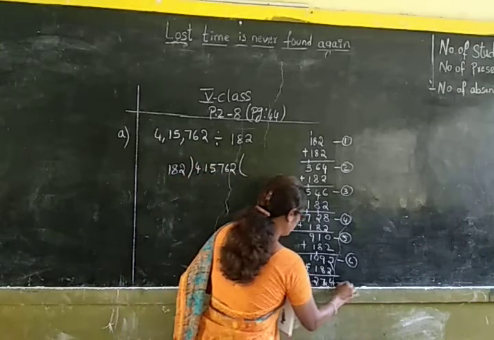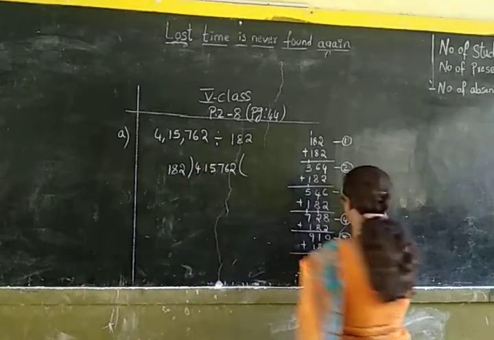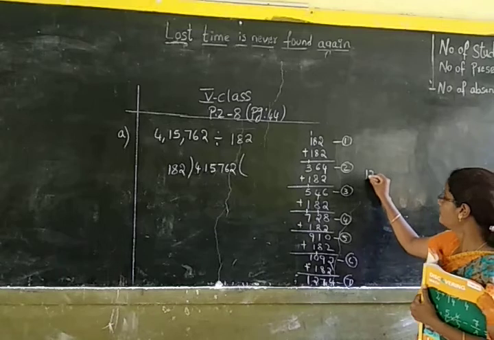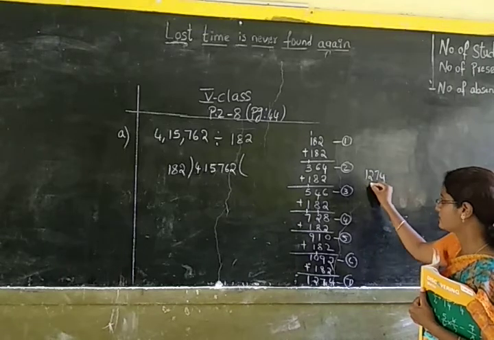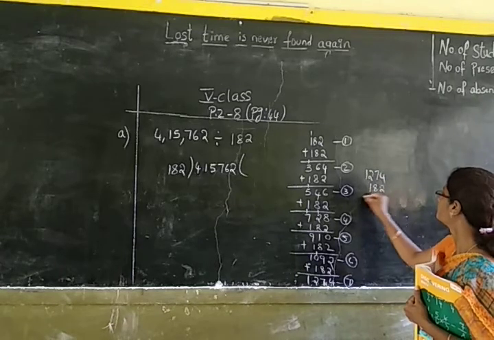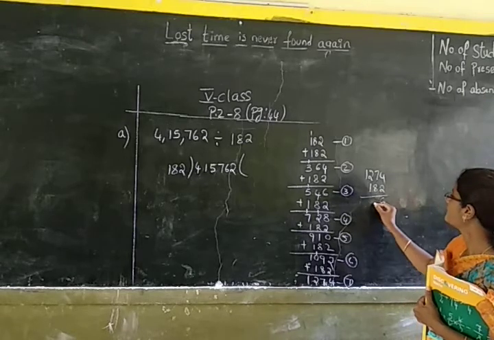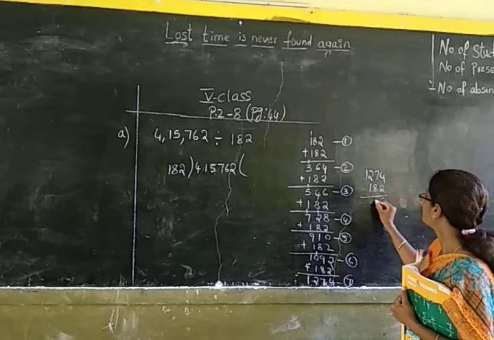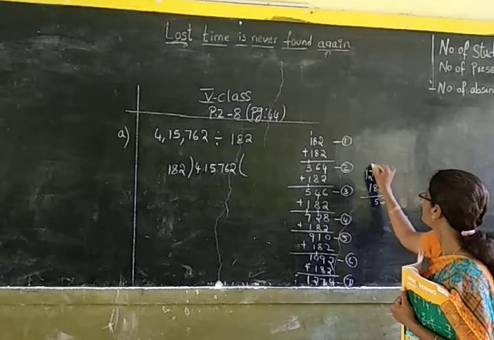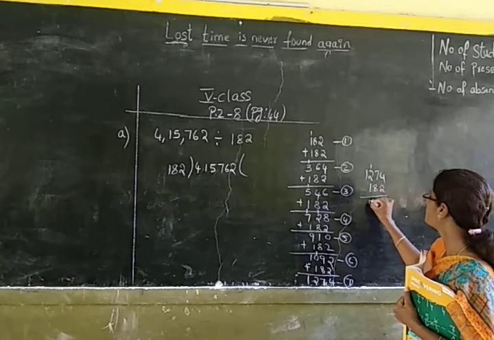This is 7 times. Again I am going to add plus 182. 6, 7 plus 8 is 15. 2 plus 1 is 3. 3 plus 1 is 4.